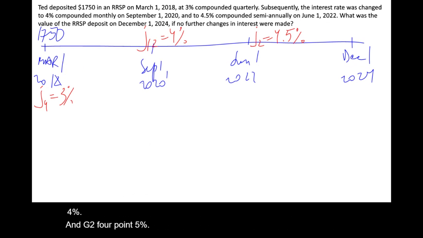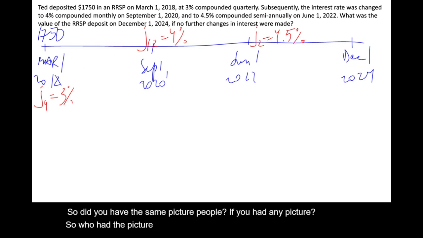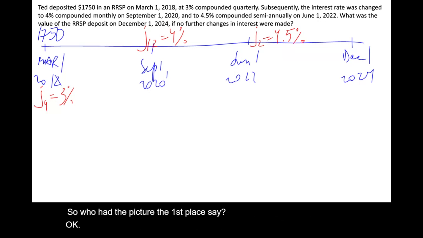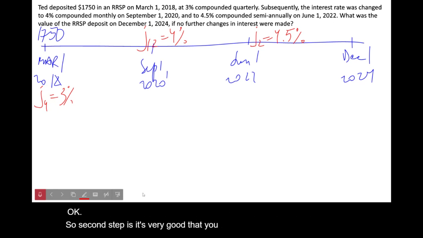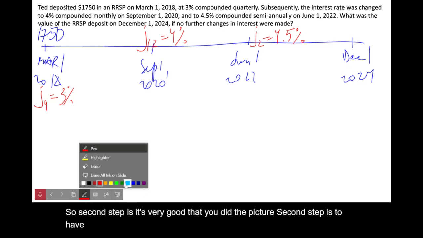So did you have the same picture, people, if you had any picture? So who had the picture in the first place? Say I. Okay, good. So second step is, it's very good that you did the picture. Second step is to have the correct picture.